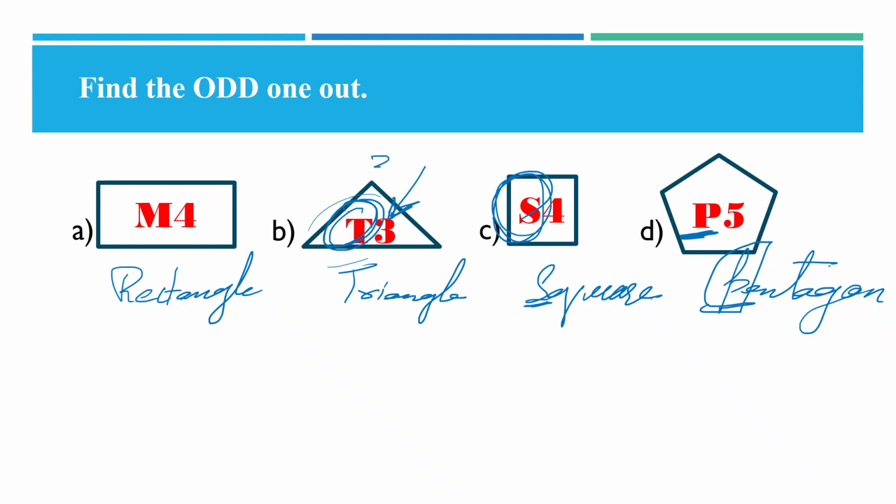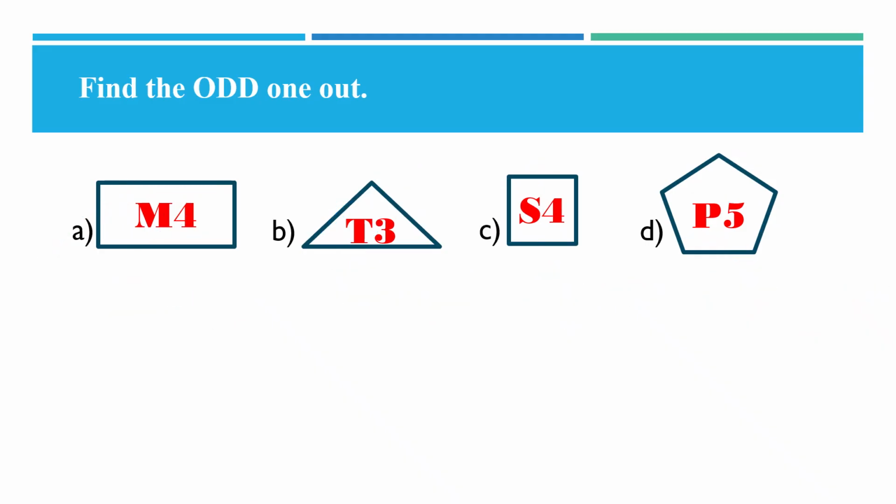I believe it's 3 sides or 3 angles. 4 represents 4 sides or angles. 5 means 5 sides or 5 angles. Great. But this, yeah, you're right. This is going to be the answer, as M stands for math. 4 is a side, okay, but M is not the initial of a rectangle. Therefore, option A is the odd one. Option A is the odd one. Great.